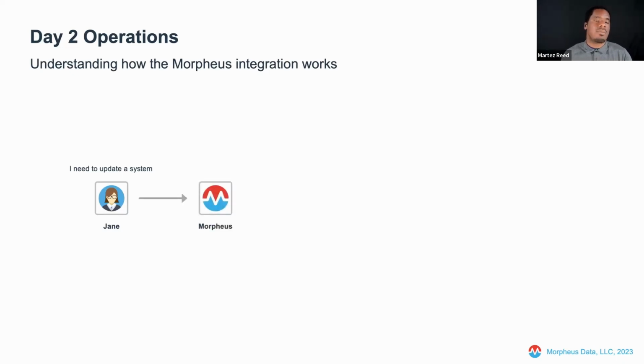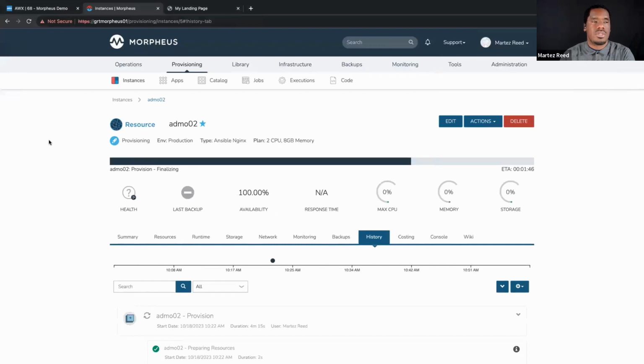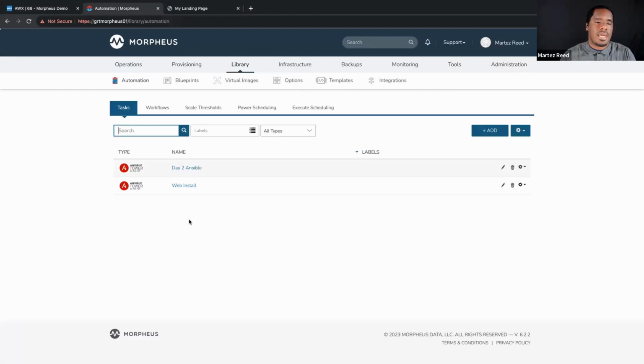In this case, Jane can come into the Morpheus platform and say, you know what, I want to execute this particular operation. And on the back end, it can be fulfilled by an Ansible Automation Platform or Ansible Tower job template to perform the given operation against a system. In this case, I could run it against that Ubuntu VM. It could also be, as I said, a network device or storage device, or even an API endpoint as part of that particular operation.